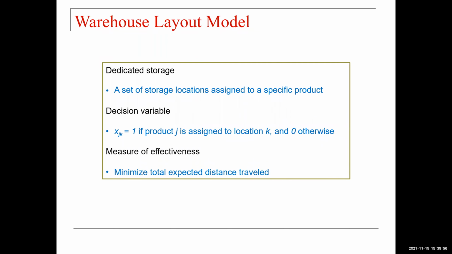So the measure of effectiveness for this model is to minimize the total expected distance traveled. We want to find the best location for all our product families inside the warehouse. So we are minimizing the total expected distance traveled from moving the product inside the warehouse and outside the warehouse.